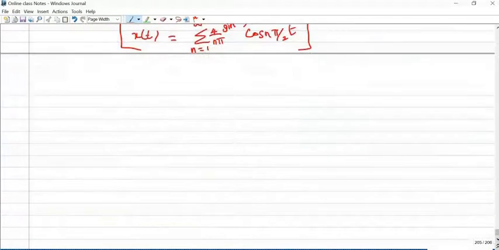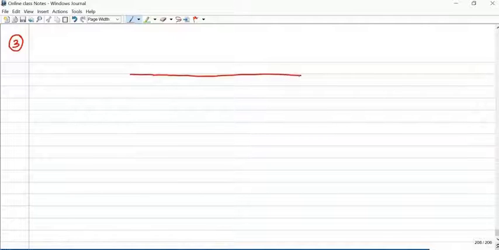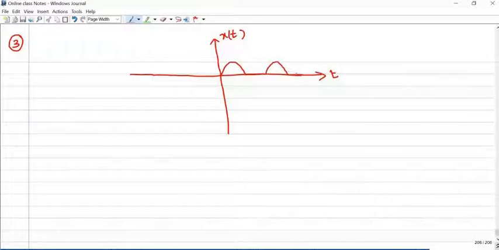Third problem. Find the trigonometric Fourier series for the continuous time periodic signal shown in the figure. So I think I could see most of the question papers have this kind of problem, at least minimum one problem like this. So what is the signal given? Like this, and so on.